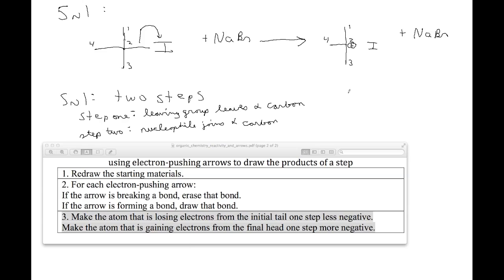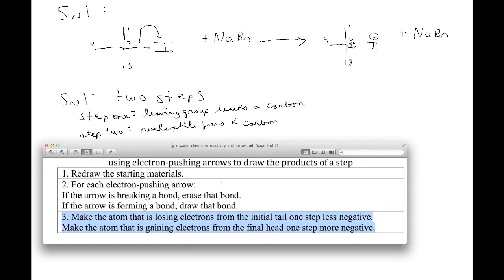And then who's the atom that's gaining electrons from the final head? Iodine. So what should its new charge be? The iodine would get a negative charge. Good. By the way, I should have mentioned we can check our work. What was the overall net formal charge of this entire molecule? 0. And what's the overall net formal charge of these reagents? Also 0. That tells us we did it right. You can always check that you got the charges right because the net charge before the reaction has to be the same as the net charge after the reaction because of conservation of charge. So that's a good way to check things.